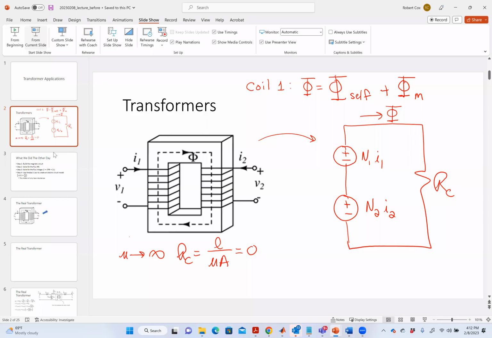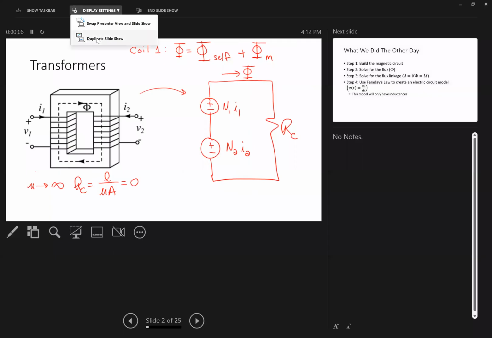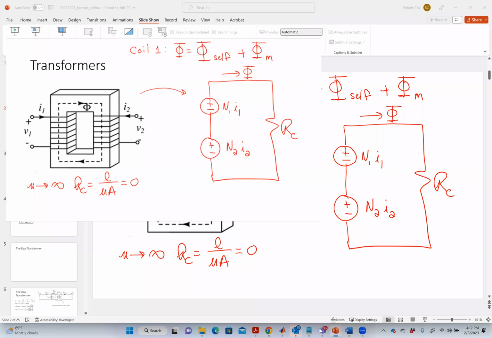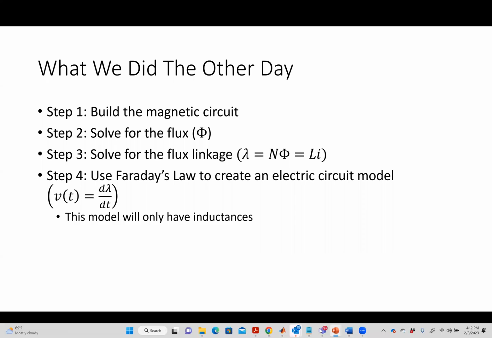The typical approach that we're going to use when we look at all kinds of fancy stuff later is pretty simple. I build the magnetic circuit. I solve for the flux phi. I go to the flux linkage, lambda equals N times phi. The other thing to remember is that lambda is Li.